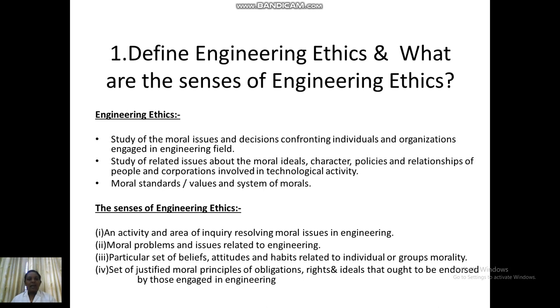They are an activity and area of inquiry, resolving moral issues in engineering, moral problems and issues related to engineering, a particular set of beliefs, attitudes and habits related to an individual or group's morality, and a set of justified moral principles of obligations, rights and ideals that ought to be endorsed by those engaged in engineering.